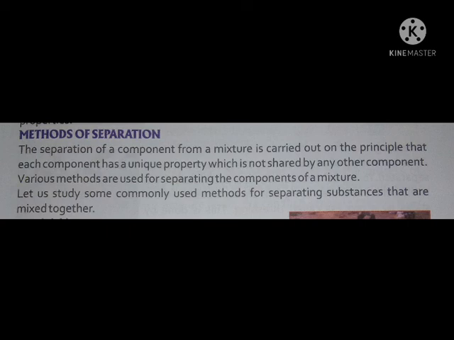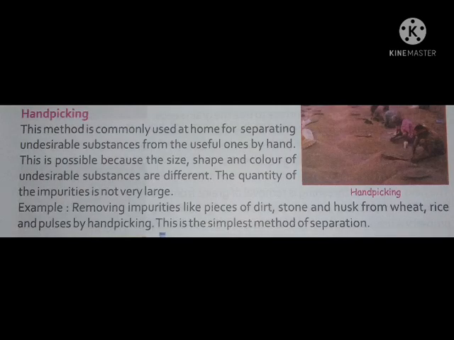Let us study some commonly used methods for separating substances that are mixed together. So in this chapter we are going to study some commonly used methods for separating components from a mixture. At first, see hand picking. This method is commonly used at home for separating undesirable substances from the useful ones by hand. In the hand picking method, we use our hands to separate unwanted, undesirable substances from useful ones.